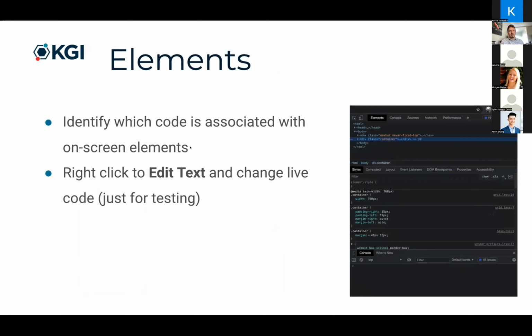So then just going back through this, Elements will help you identify which code is associated with an on-screen element. So it can sort of translate the code itself to what you see on the screen. You can also edit text if you want to just change live code. That's an example I showed you all, I believe two lectures ago, when I changed certain elements of a web page.